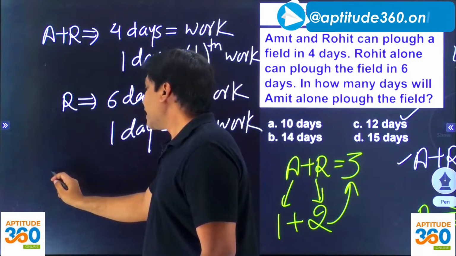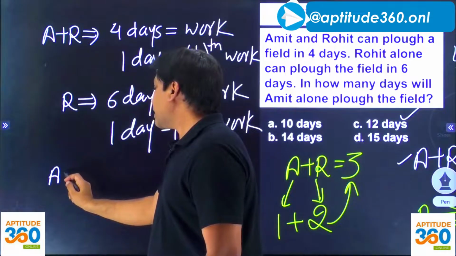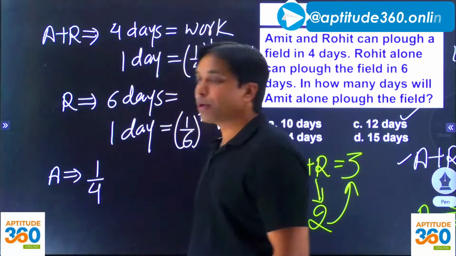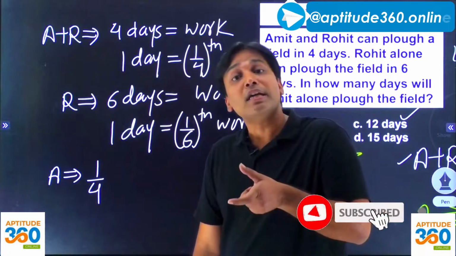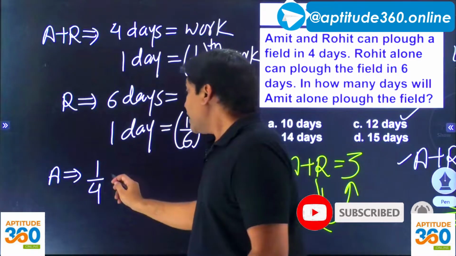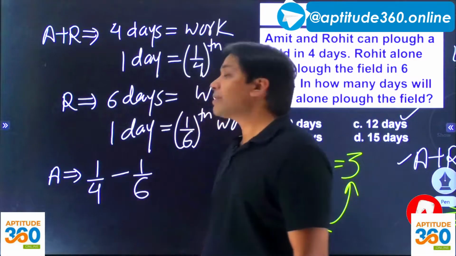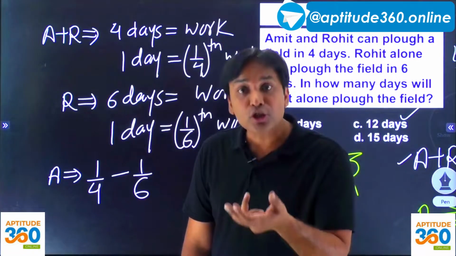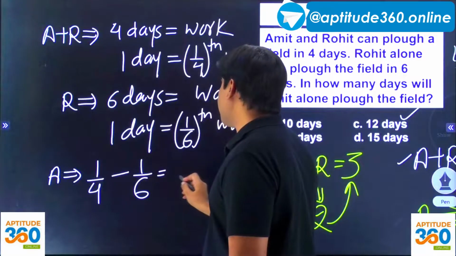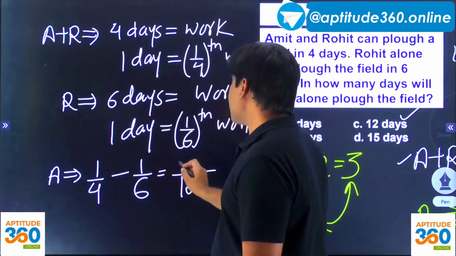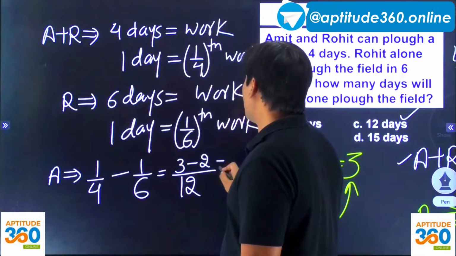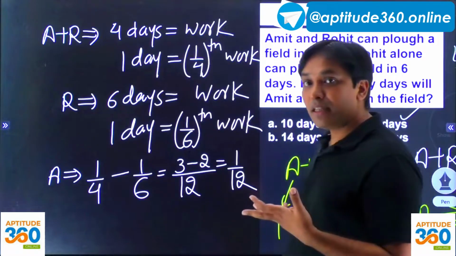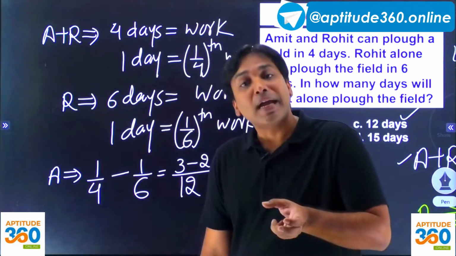So can I say that Amit का जब आपको निकालना होगा तो इसी 1/4 में से, because 1/4 is the work that they are doing collectively per day, इसी में से अगर आपने रोहित का सब्सट्रैक्ट कर दिया एक दिन का काम, so you will be finding out how much work Amit is doing in 1 day. It's pretty simple for you to identify. So this is going to be what? 12 is the LCM. This is going to be 3. This is going to be 2. 1/12. What does that mean? In 1 day, Amit does 1/12 of the work.